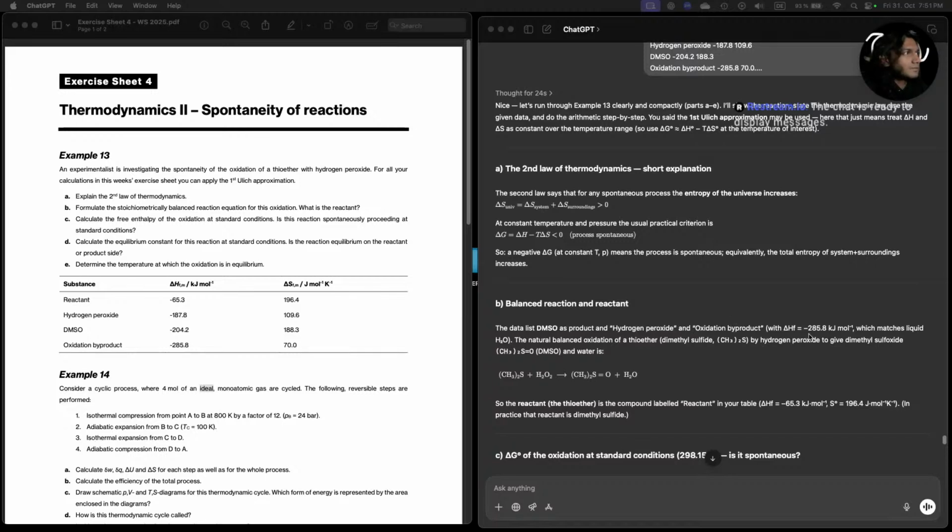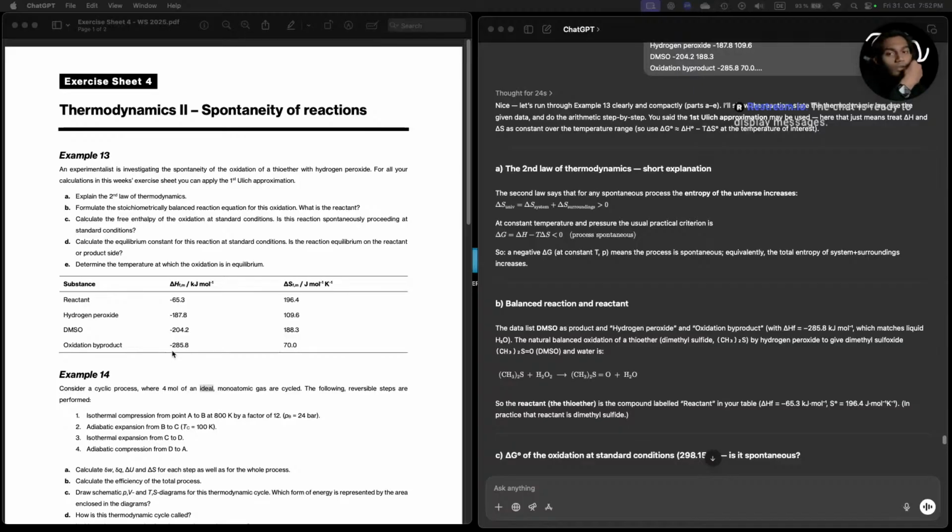Okay. With the HF, 285, that's for oxidation byproduct. Okay. Which matches liquid H2O. I don't know if liquid H2O has that number.